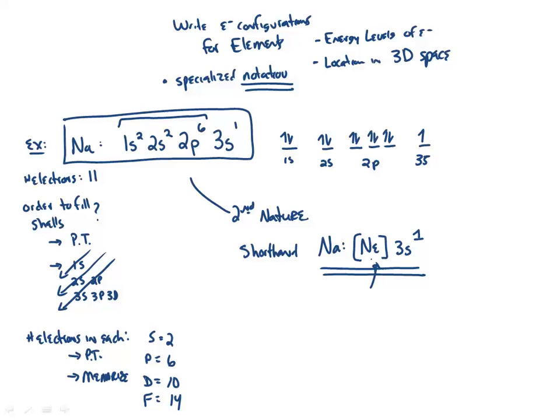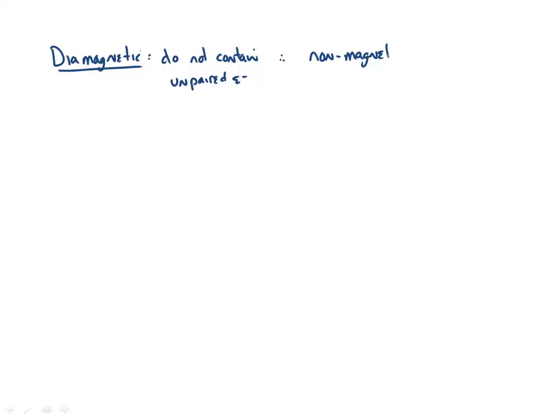Okay, so we have another feature that we can discuss about elements, and this is one of those interesting features. Some elements in their pure states are magnetic and some are not. So we have two types of magnetism. We've got diamagnetic, and that means that they do not contain unpaired electrons. Therefore, they're basically non-magnetic. Although technically they're slightly repelled. But that's another more complicated explanation, not worth worrying about.